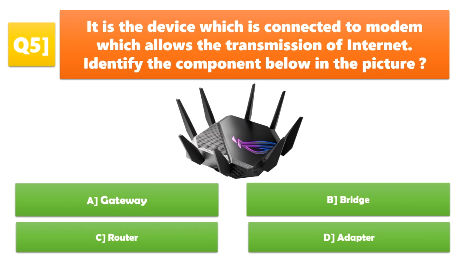It is the device which is connected to the modem which allows the transmission of internet. Identify the component below in the picture. A. Gateway, B. Breeze, C. Router, D. Adapter. C. Router is the correct answer.